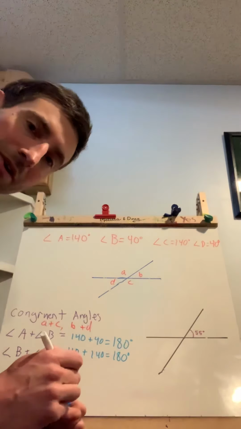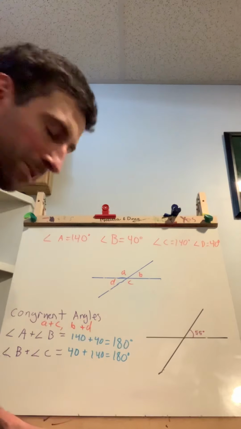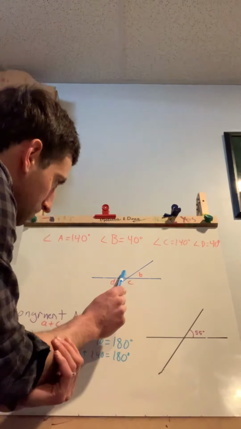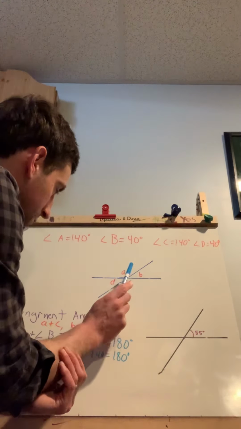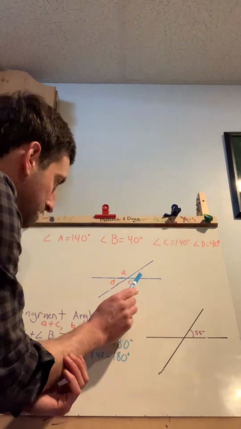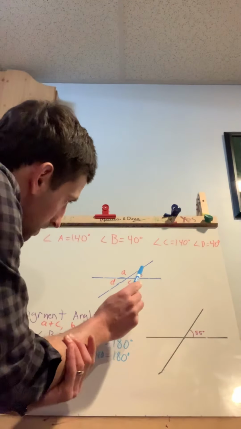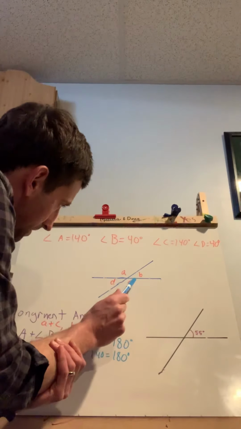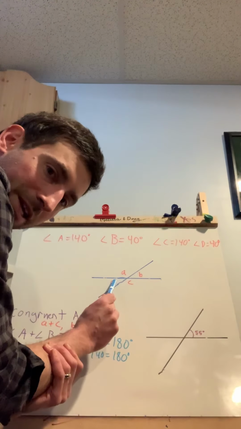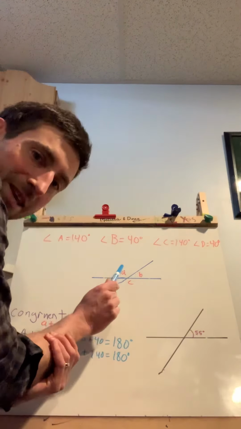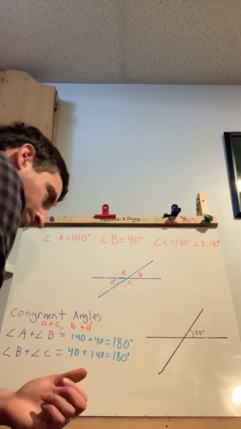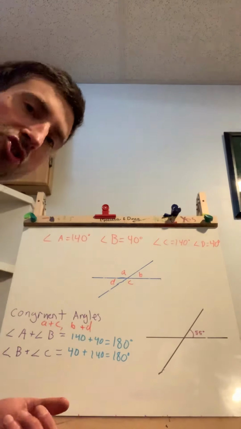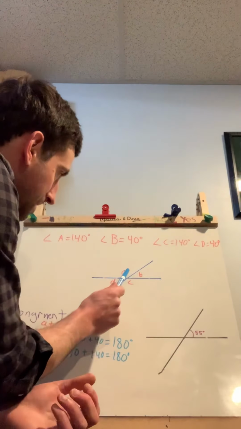So that's another rule I really want you guys to remember. If you have two angles formed along a straight line, the sum of those two angles will always be 180 degrees. So B plus C would be 180, C plus D would be 180 degrees, and D plus A would be 180 degrees. And we call these adjacent angles, two angles that are next to each other.